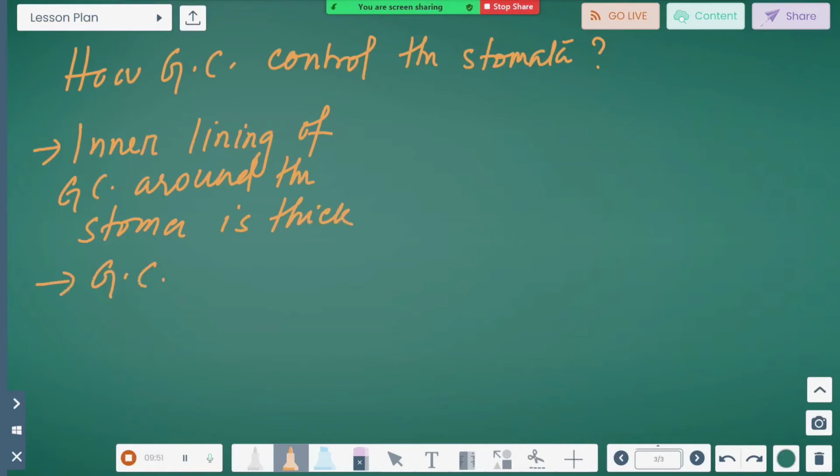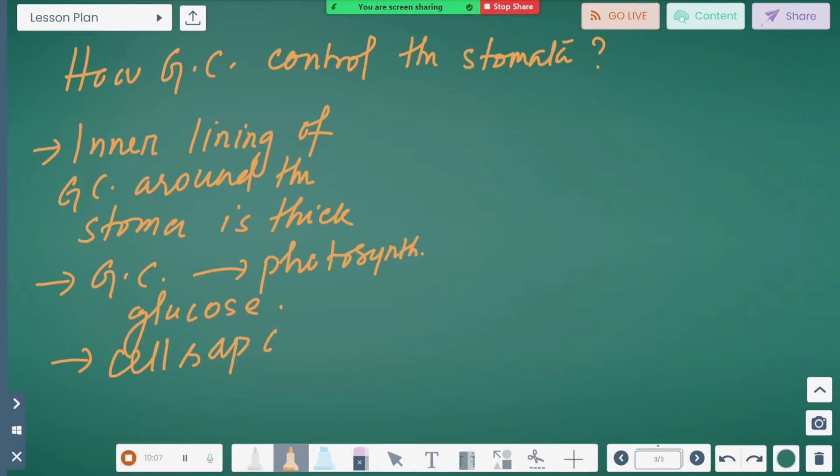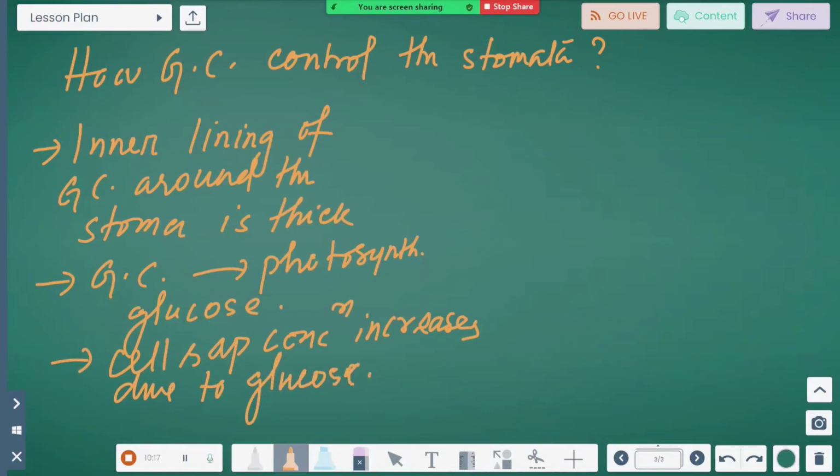Guard cells perform photosynthesis, and as a result, glucose is stored. I mentioned in the beginning that if glucose is present, the concentration of the cell sap increases because of this. So let's write that cell sap concentration increases due to glucose. Now next, what happens? Suppose this is step 1, step 2, step 3. Now next, immediately in step 4, what do we see?